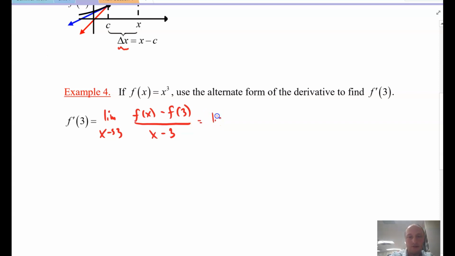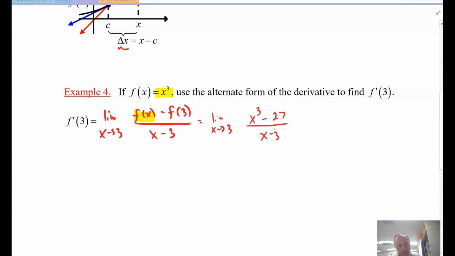So this is equal to the limit as x approaches 3 of f of x. Our function f of x is x cubed, so we'll substitute. And then f of 3, well, 3 cubed is 27, over x minus 3.